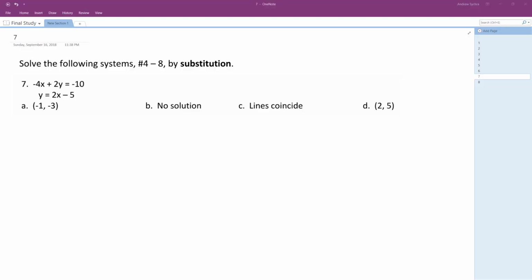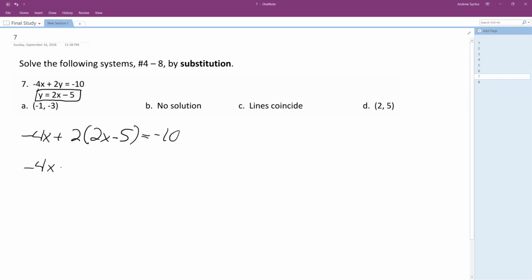Solve the following systems of equations using substitution. So starting off, what I'll do is I'll use the second equation and sub that into the first one. So I get negative 4x, and I'm going to sub in for y, so plus 2 times the quantity 2x minus 5 is equal to negative 10.